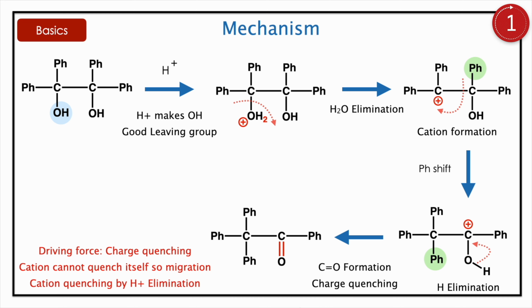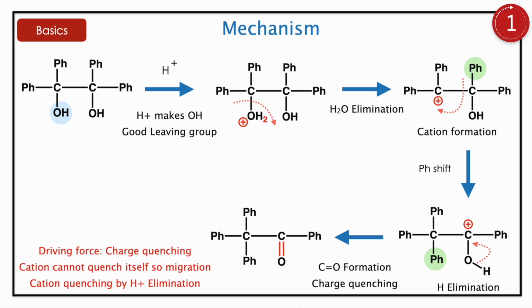Mechanism. Here, mostly acidic conditions are used. You can use either a Lewis acid or a Brønsted acid. Here I am using H+. H+ attacks OH, making OH a leaving group as H2O. Then a cation forms. In some cases the cation is stabilized, in some cases it isn't. So the cation forms, and to quench the cation, the only pathway is OH to C=O. What really happens? Phenyl migrates in this case.